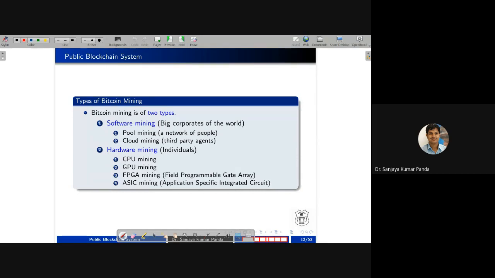Similarly, we have FPGA mining, that is, field programmable gate array. FPGA chips are also there, and using them you can also do mining. Or you can go for application specific integrated circuit mining. That also comes under hardware mining, because these are nothing but the hardware used for the mining process.